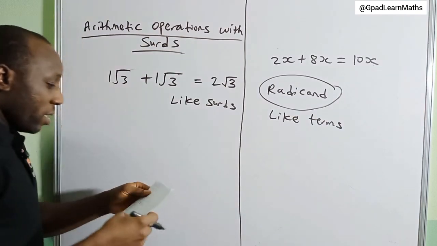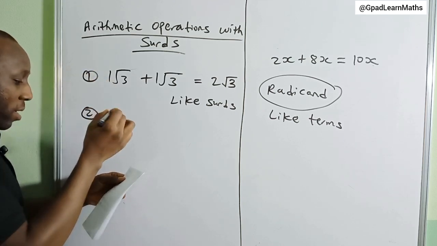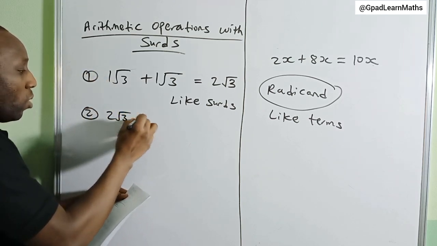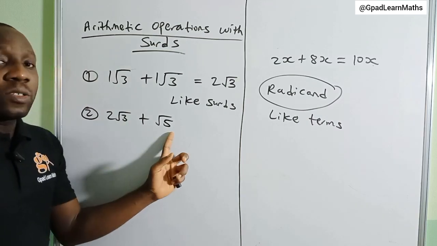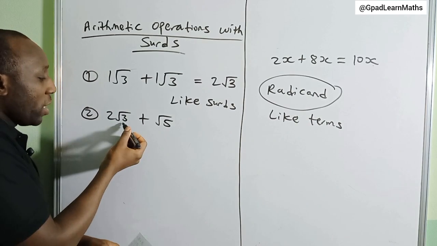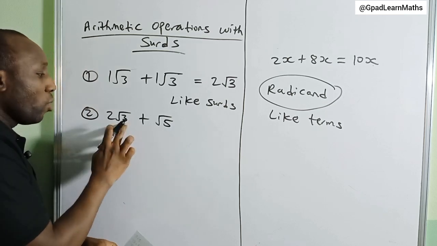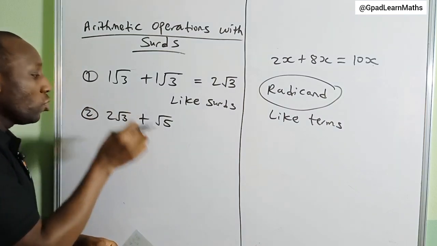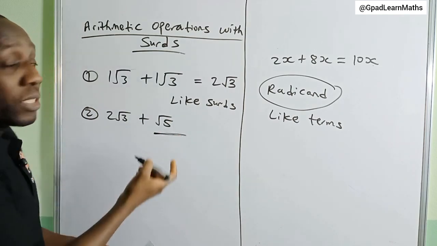So let's look at another case. This was case 1. For case 2, you have 2 root 3 plus root 5. Now let me ask you, can you add these two? Of course, the answer is no. The reason is that the radicand here is 3, the radicand here is 5. They have different numbers under the square root. So we cannot add these two terms, and this is how you just leave it.